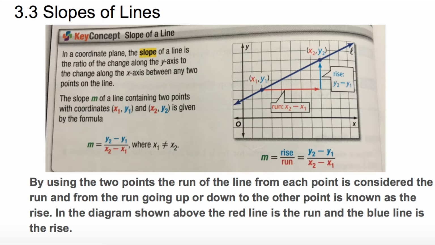Lesson 3.3 Slopes of lines. In a coordinate plane, the slope of a line is the ratio of change along the y-axis to the change along the x-axis between any 2 points on a line. The slope m of a line containing 2 points with coordinates x1, y1 and x2, y2 is given by the formula m equals y2 minus y1 over x2 minus x1, where x1 does not equal x2.